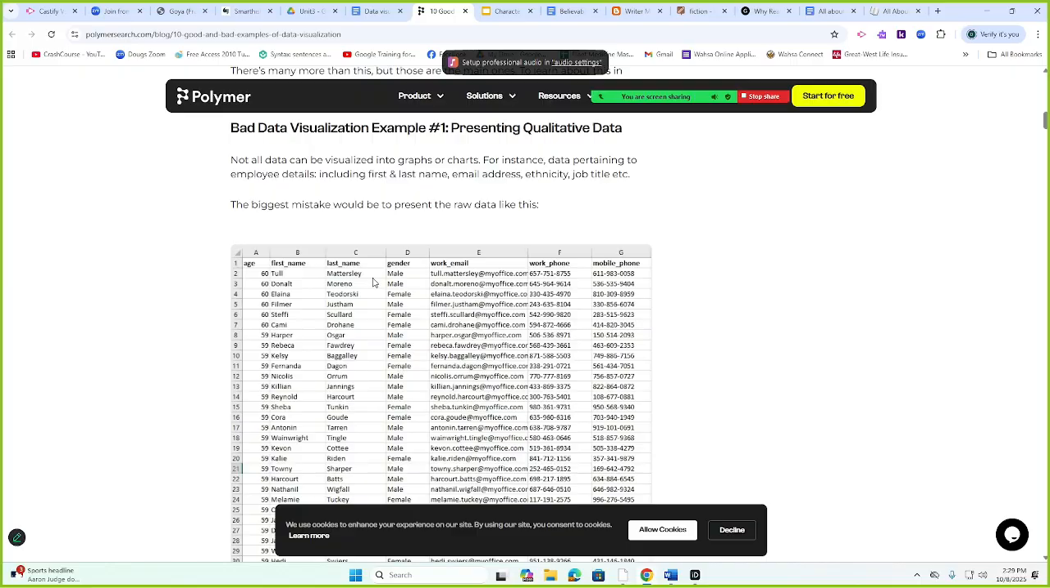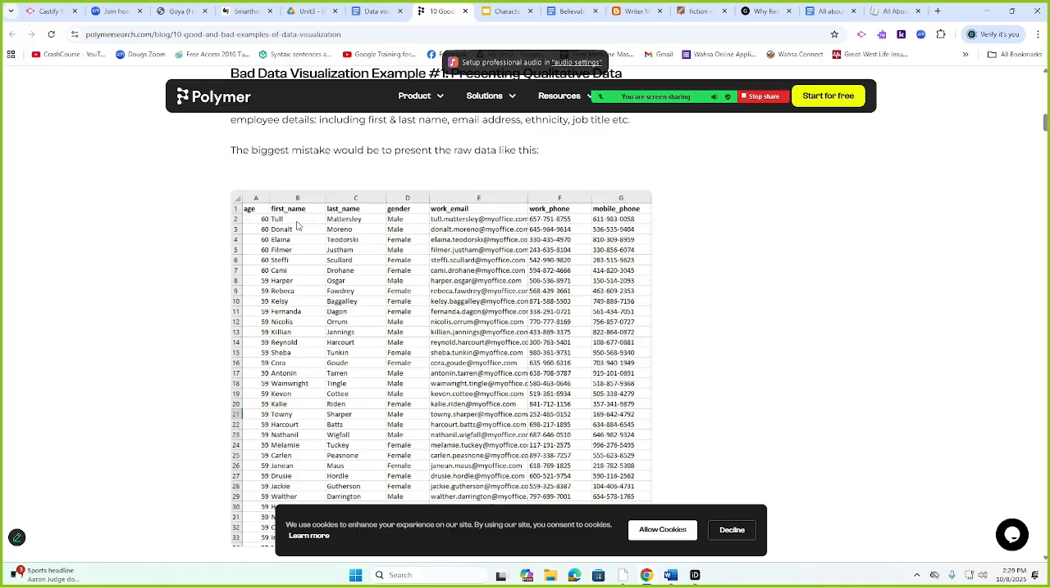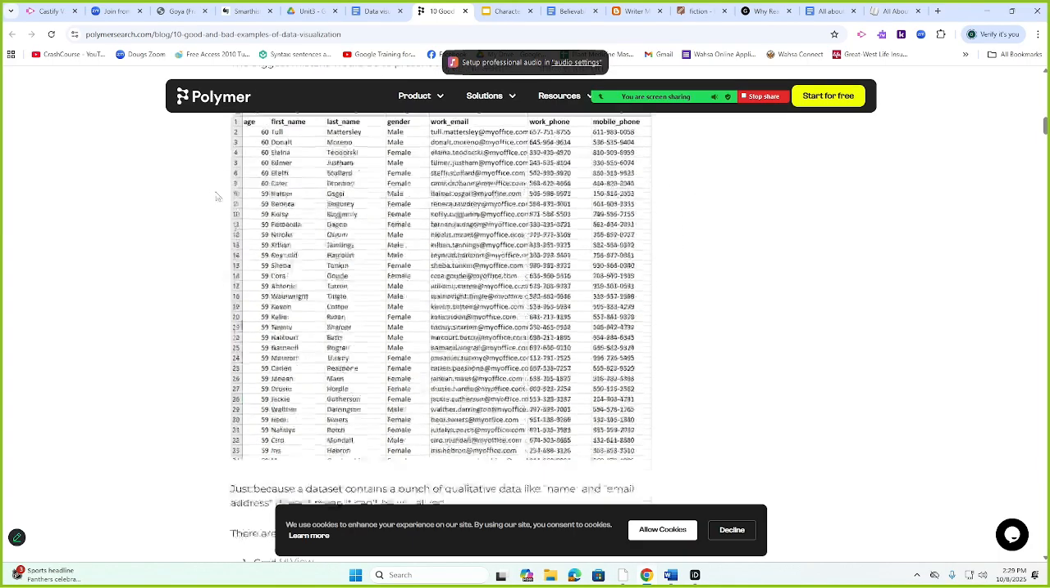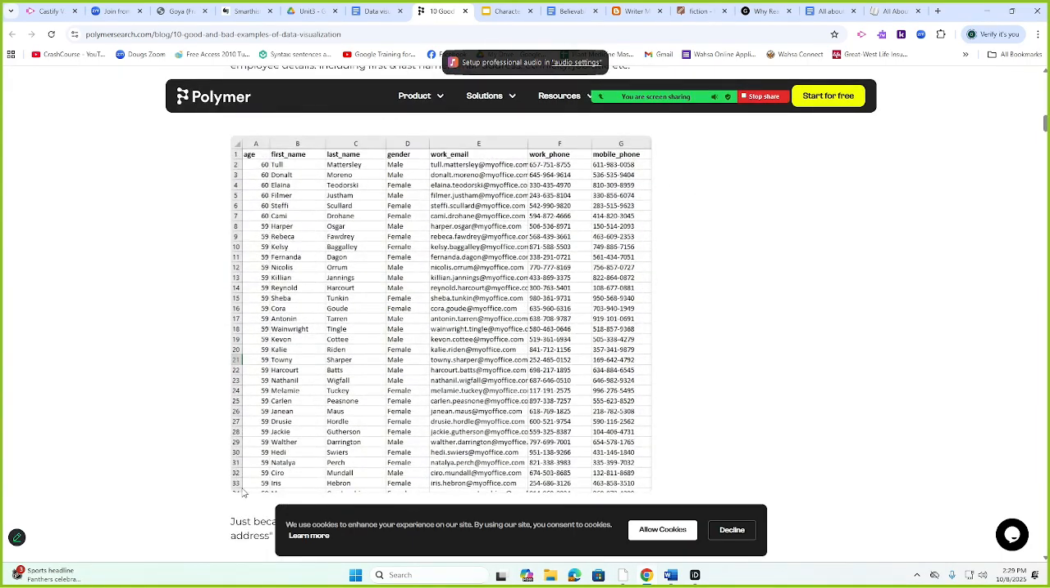So in our example here, this is a spreadsheet, right? You can tell how it's set up here. We have these columns, listed as A, B, C, D, E, F, G, and then the rows 1, 2, well, we have down to 33 here. And then we have in this first column all these ages. There's quite a bit of information there, and it's hard to focus, right? First name, last name, gender, their email addresses, the work phone, and mobile phone.